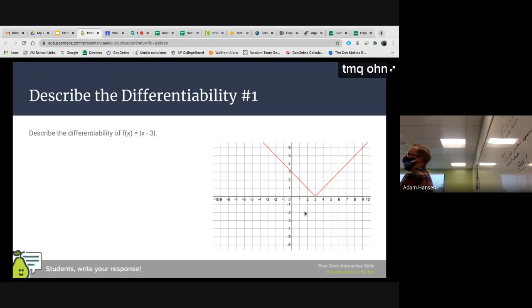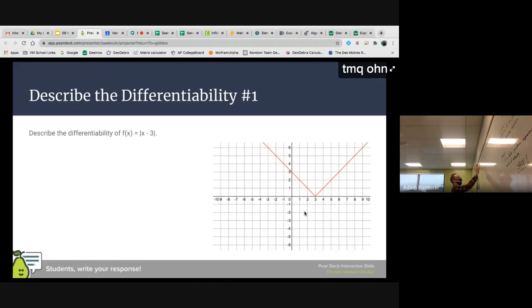Why is it not differentiable at x equals 3, Caitlin? Because there's a corner point. The derivative changes from -1 to all of a sudden +1 at x equals 3. So not differentiable at x equals 3 because the derivative or slope of the graph changes so dramatically. It's abrupt change in the derivative.